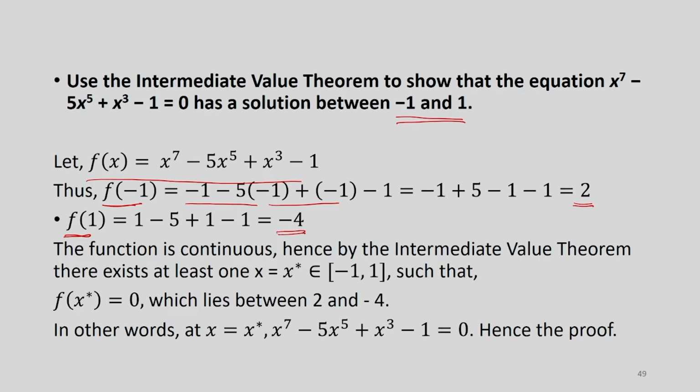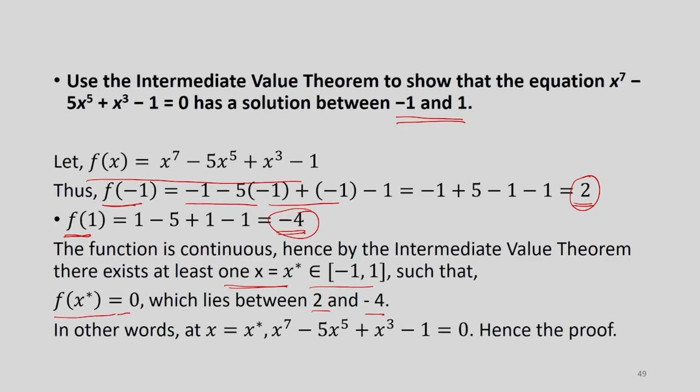So, here comes the role of the intermediate value theorem. The function is a continuous function, hence by the intermediate value theorem there exists at least one x, let us call that x star, which lies in this interval minus 1 to plus 1 such that f(x star) is equal to 0, which lies between 2 and minus 4, because 0 is a value which is between these two values, between 2 and minus 4, right.